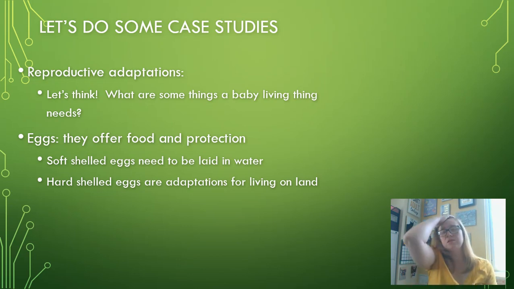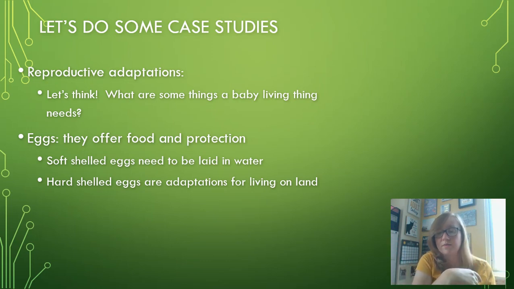So clearly humans don't lay eggs, but we have different types of eggs. So living things, animals, have started laying eggs. And let's talk about why creatures lay eggs and what the egg is. Eggs offer food and protection. Think about a chicken egg. When you crack it open, what's inside?